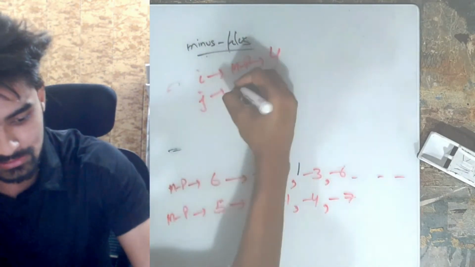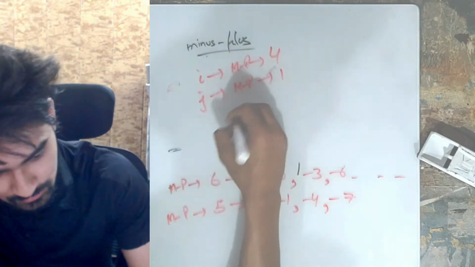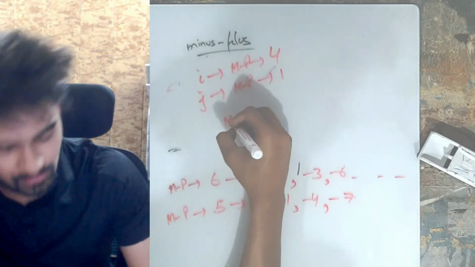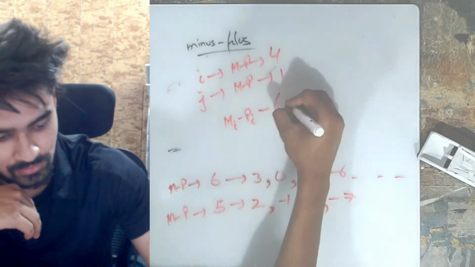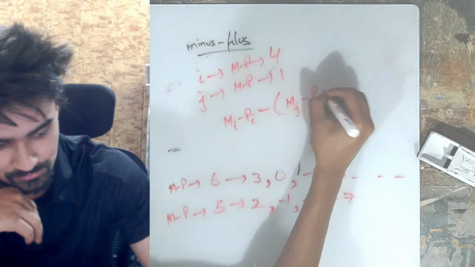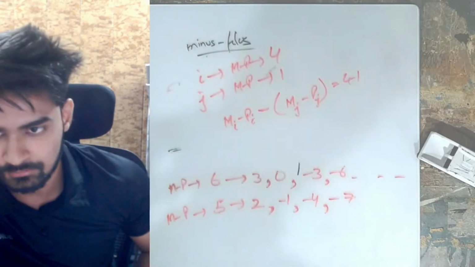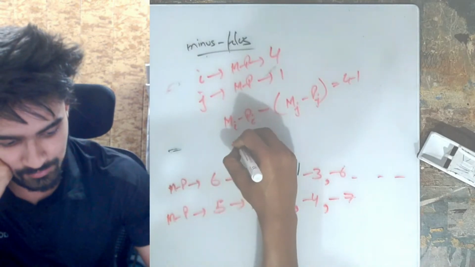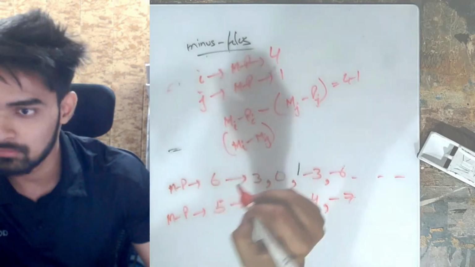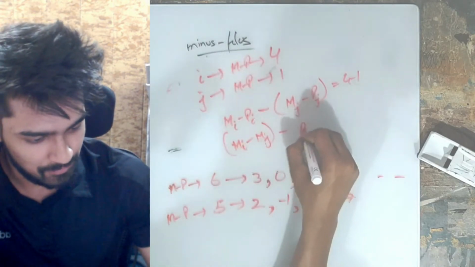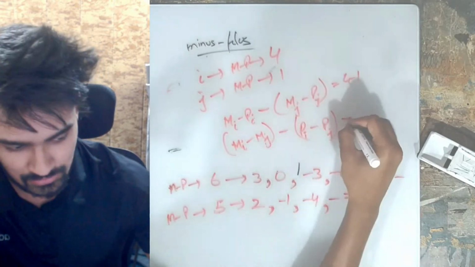And at the jth index, m minus p is equal to 1. So we can say that m of i minus p of i minus (m of j minus p of j) is equal to 4 minus 1, which means m of i minus m of j minus (p of i minus p of j) is equal to 3.